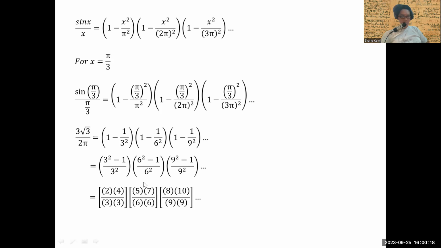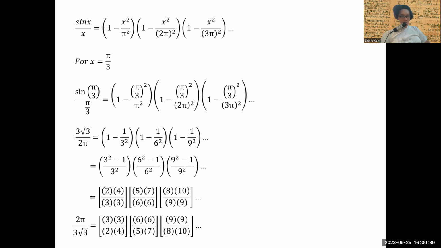Likewise, 5 and 7, because of the difference of two squares. Likewise, 8 and 10, because of 9 squared minus 1, if I'm going to use the difference of two squares. Likewise, the denominators are 3 squared, 6 squared, 9 squared, etc. So in this case, I will just put them as 3 times 3, 6 times 6, 9 times 9, etc.